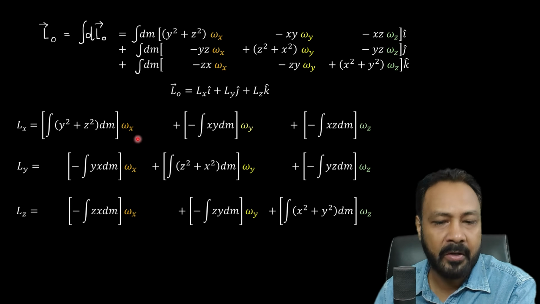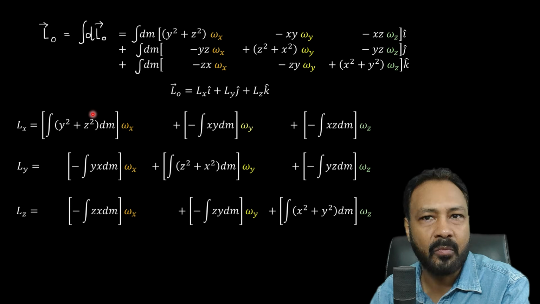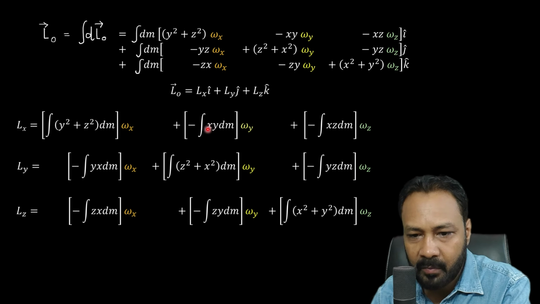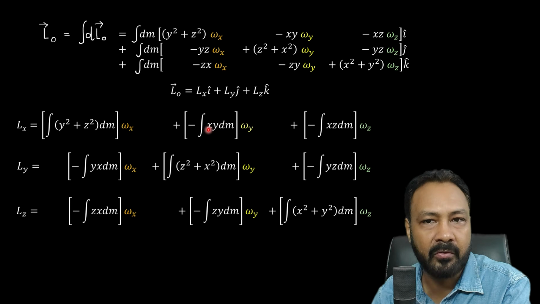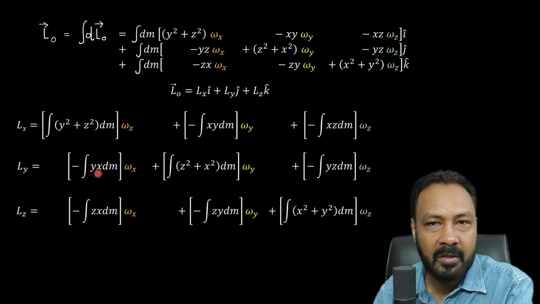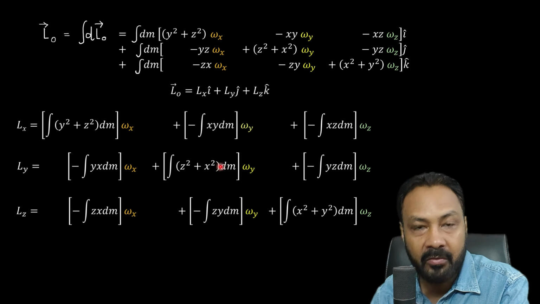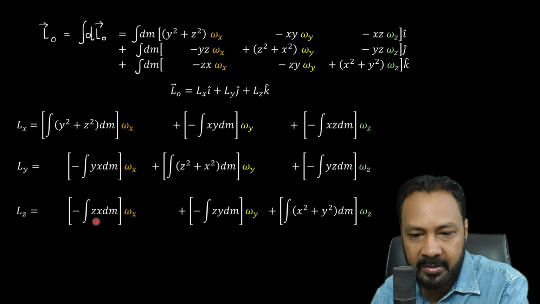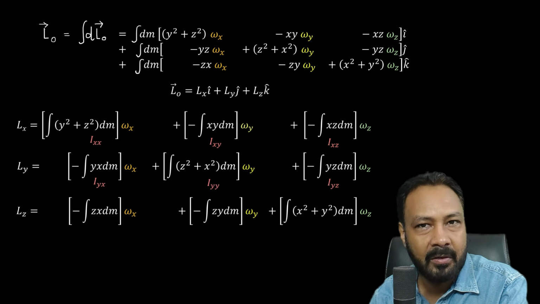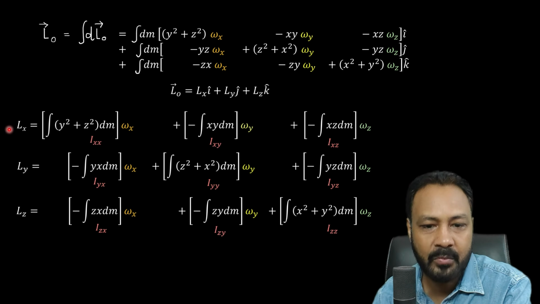So this looks very cumbersome, so I want to give it some name. This integration I want to call Ixx, this one Ixy, and this one Ixz. Similarly, this Iyx, this Iyy, this Iyz, this Izx, Izy, and Izz, like this. And I will rewrite them again. Just writing this way will make it simpler.